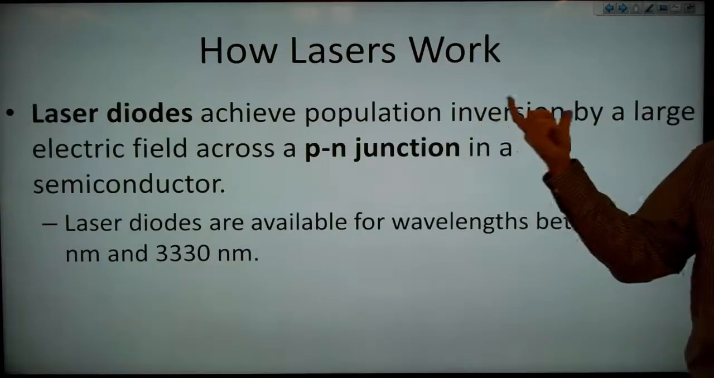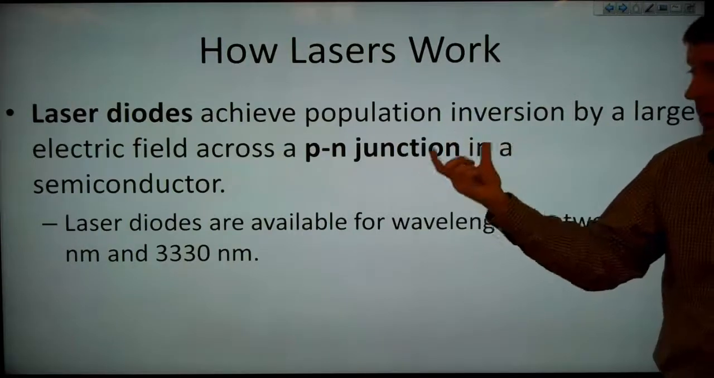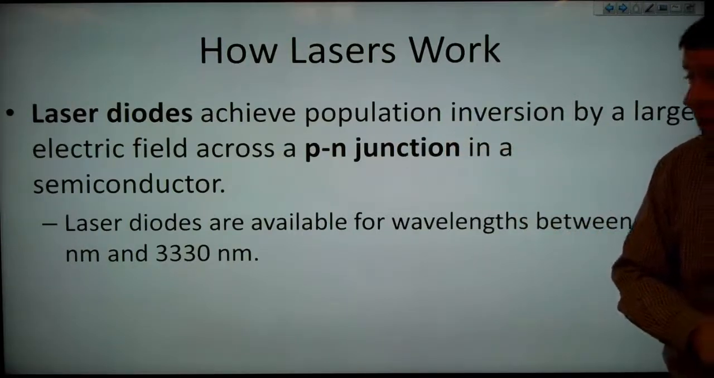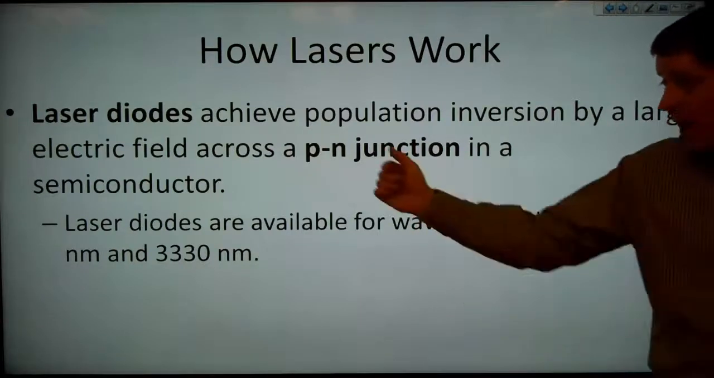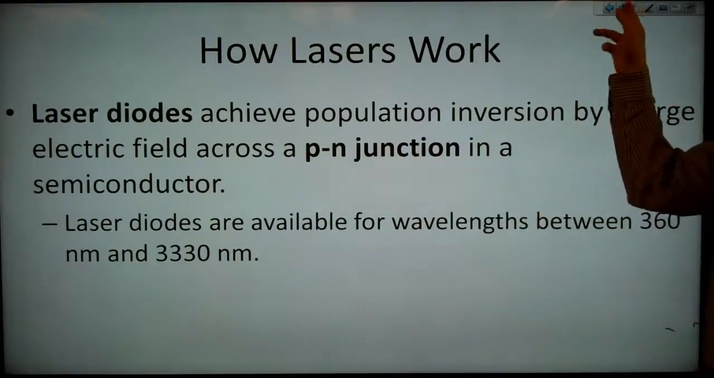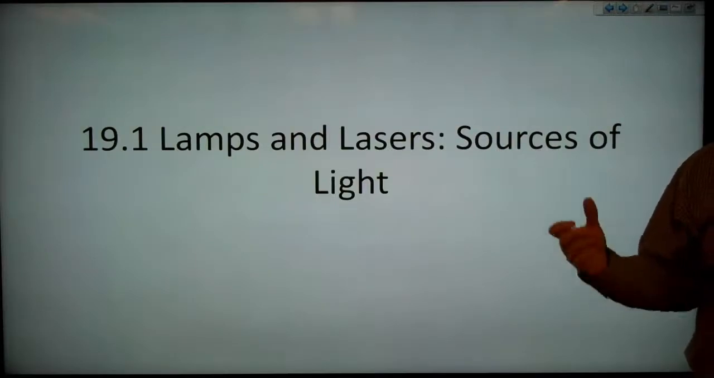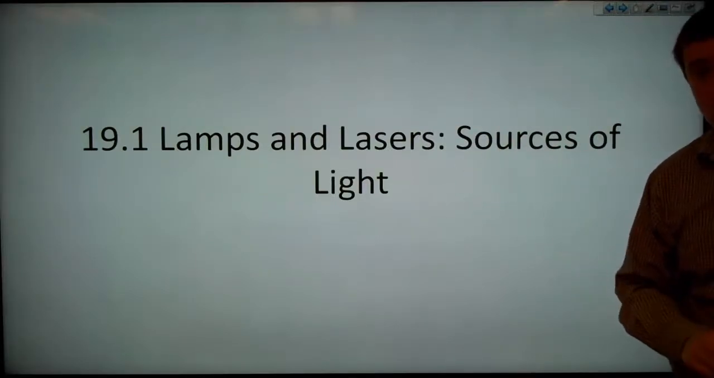Now, laser diodes achieve population inversion by a large electric field across a p-n junction in a semiconductor. Now, laser diodes are available for wavelengths between 360 nanometers and 3,330 nanometers. So that was lamps and lasers, sources of light that we're going to use in our spectrophotometer.